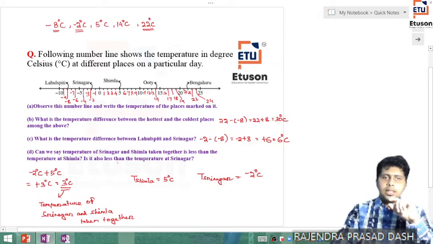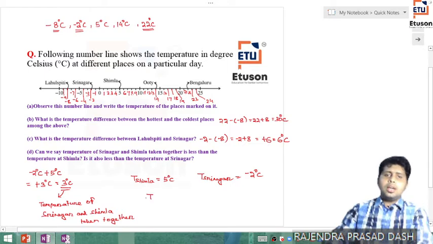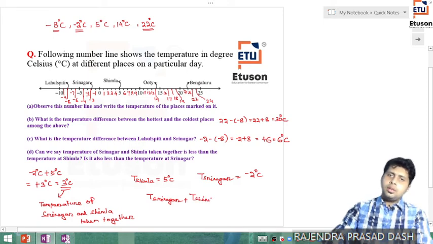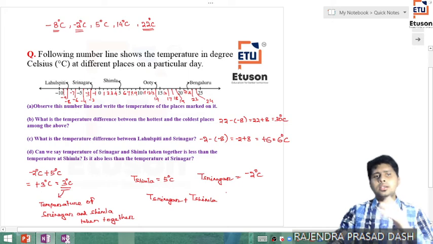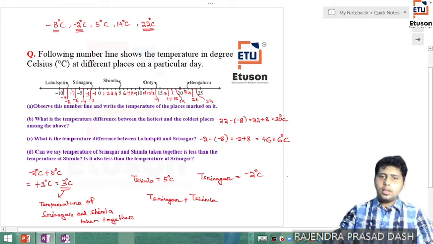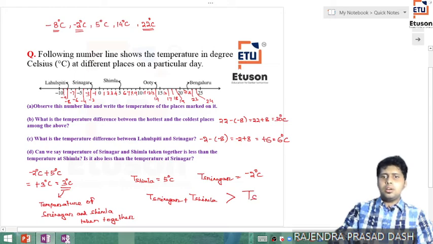So is the temperature of Srinagar and Simla taken together less than the temperature of Srinagar individually? No, it's not. It's greater. The temperature of Srinagar and Simla, I am representing as T Srinagar plus T Simla, is greater. Why? The temperature taken together is coming as 3 degrees Celsius, whereas the temperature of Srinagar is coming as -2 degrees Celsius. So T Srinagar plus T Simla is greater than T Srinagar.